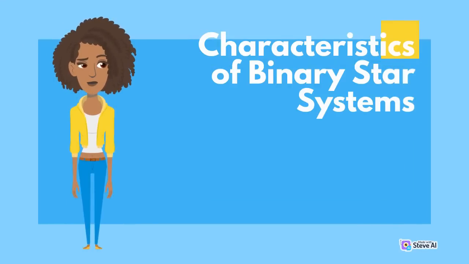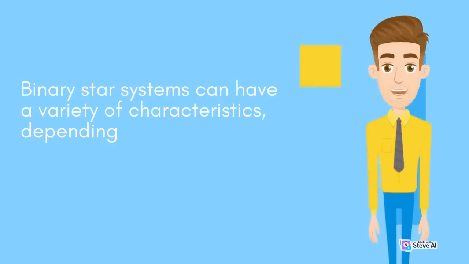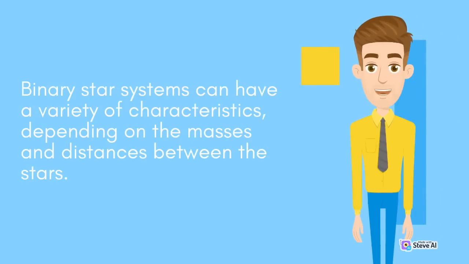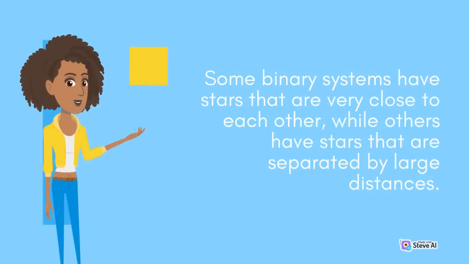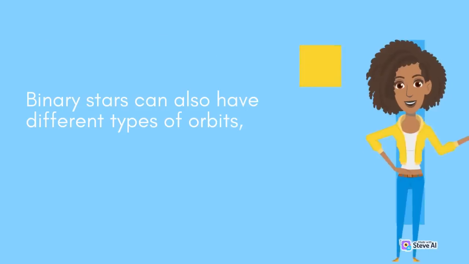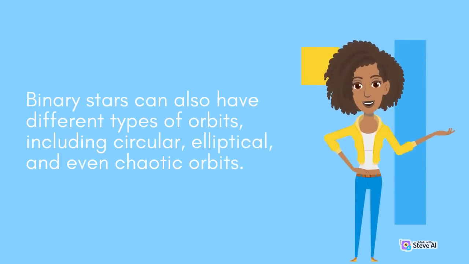Characteristics of binary star systems. Binary star systems can have a variety of characteristics, depending on the masses and distances between the stars. Some binary systems have stars that are very close to each other, while others have stars that are separated by large distances. Binary stars can also have different types of orbits, including circular, elliptical, and even chaotic orbits.